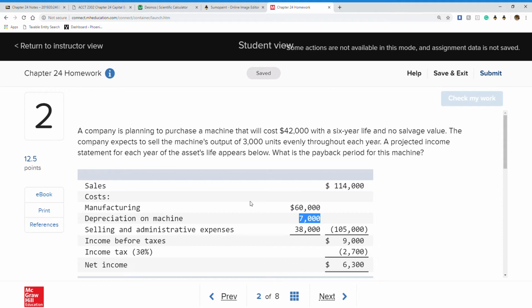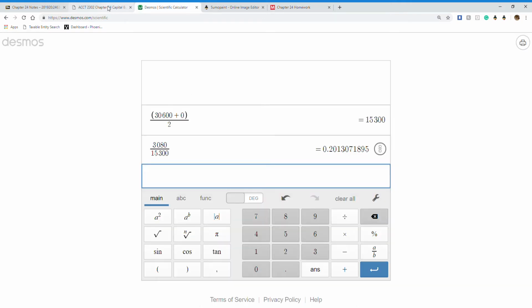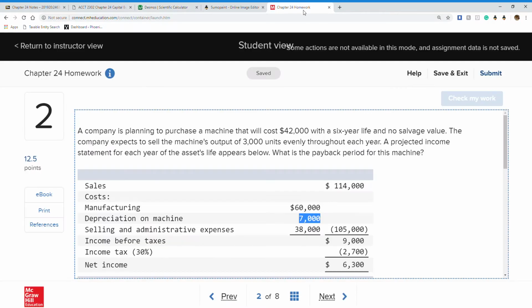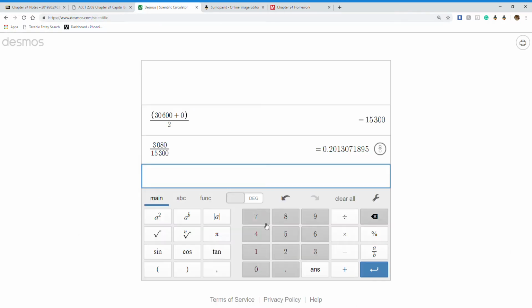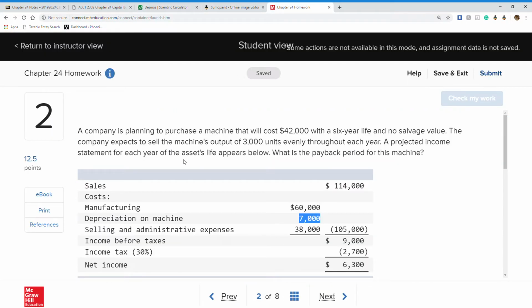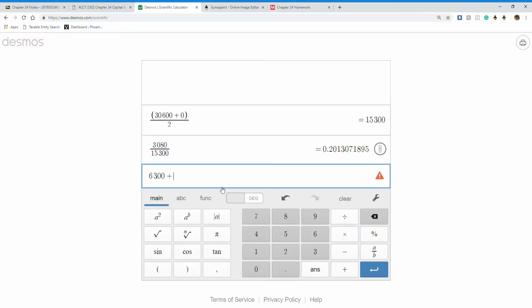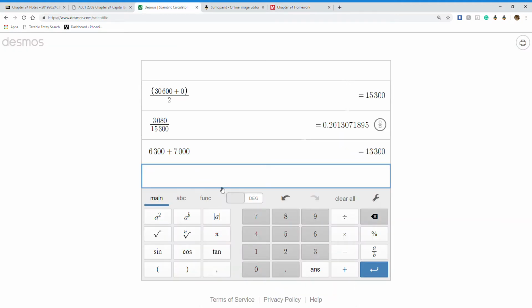Anyway. So, what was said is true, though. We're going to have to take the income, 6,300, and add our depreciation back since it's a non-cash item. So, that's 7,000. Okay, so our actual cash flow each year is 13,300.